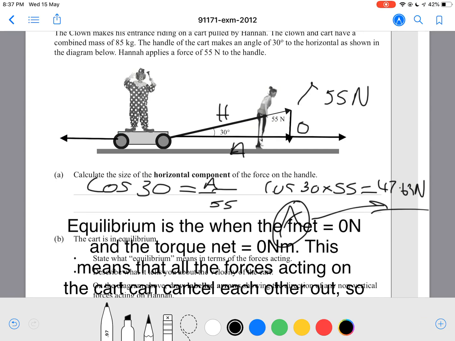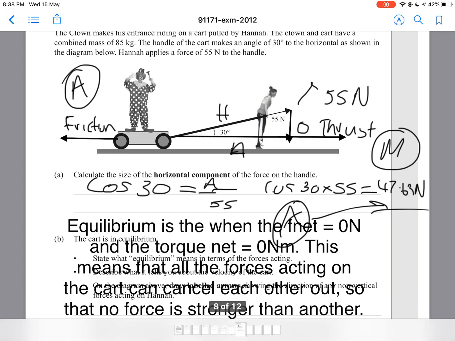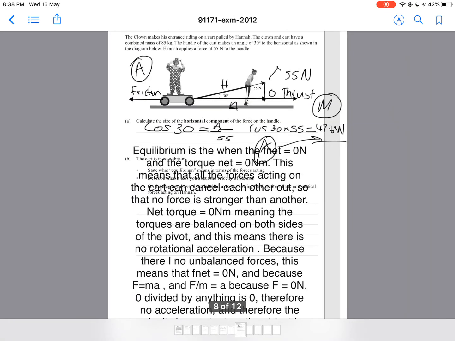So these two arrows, we're going to name the forces. The force acting this way would be friction, acting to the left. And then Hannah provides a thrust force. Okay, so marking for this question, if you get everything correct, with arrows of correct size, you get a merit grade. If you only get one arrow correct, it's an achieved grade. Any one of these two arrows gets you an achieved, okay? Just remember the size of these arrows has to be similar, because F net equals 0, okay?